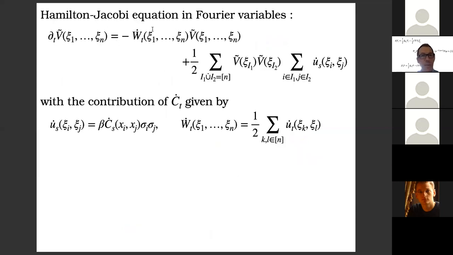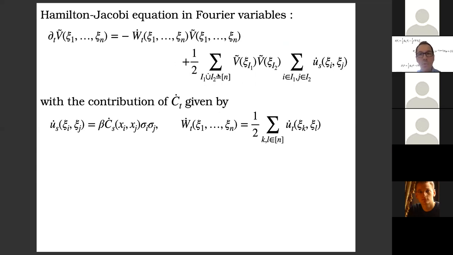Now we can rewrite the Hamilton-Jacobi equation in terms of the Fourier variables. There is a first term which quantifies the decay, and then the next terms represent the interaction between the different Fourier coefficients. It turns out that in this representation, the first coefficient interacts only with itself. The second one is fed by the first one, and so on and so forth. So there's a hierarchy of coefficients, which is reminiscent of the hierarchy in particle systems.